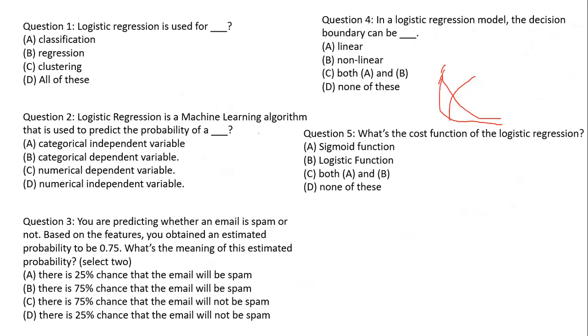Can anybody Google this right now, please? What is the log of the sigmoid? Shape of the log of the sigmoid. Please Google this up right now. Because sigmoid and logistic mean the same thing. I mean, they are from the same family. So it could be either C or it could be D.